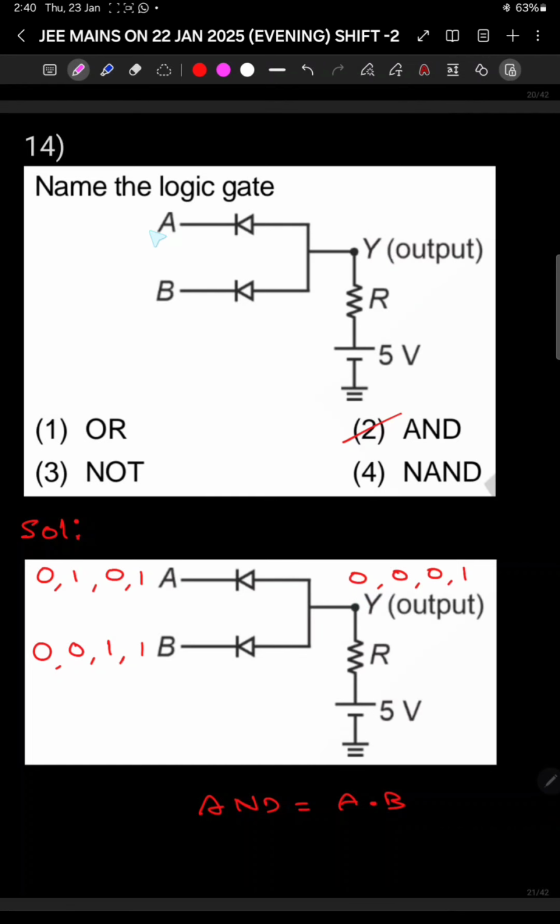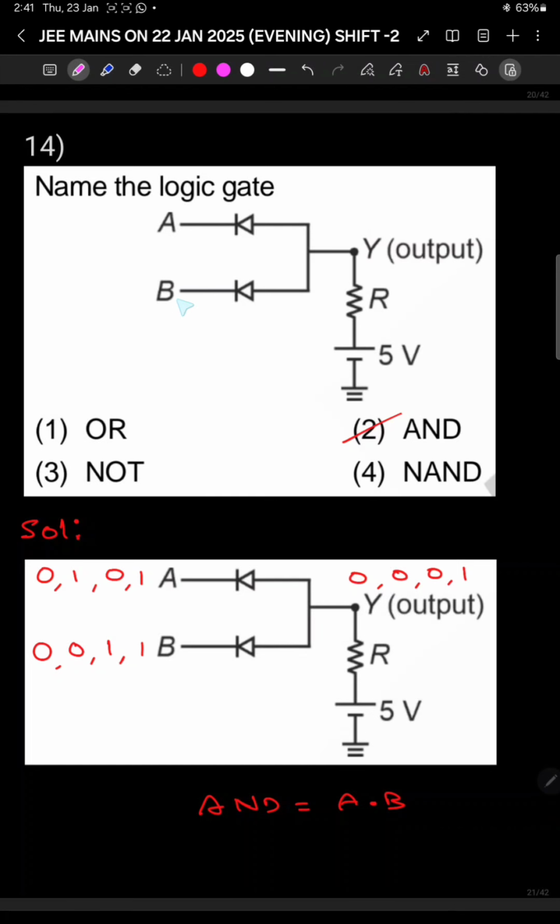If A is 5 volts and B is 0 volts, then current passes through B. Again, it's a conductor. Y becomes 0 volts only. If A is 0 volts and B is 5 volts, current passes through A. A will be forward biased. Then again it becomes a wire. Y will be 0 volts only.